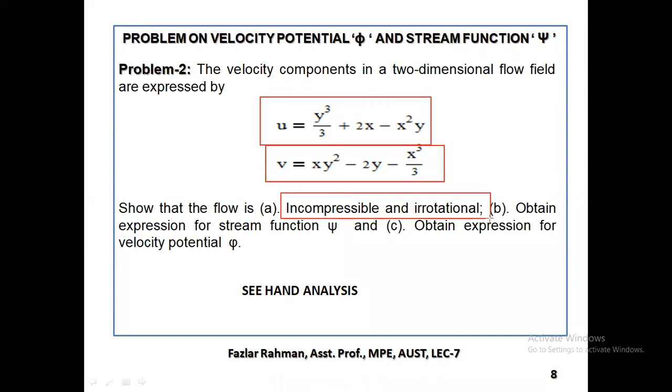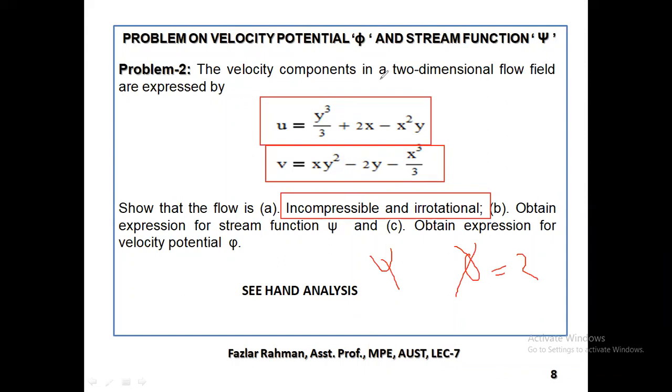If it satisfies the continuity equation, then the flow will be incompressible. Then you need to show what the condition of irrotational is. Then obtain an expression for the function phi. You need to figure out psi, and you need to figure out the function of phi. Okay, so we'll solve one problem.